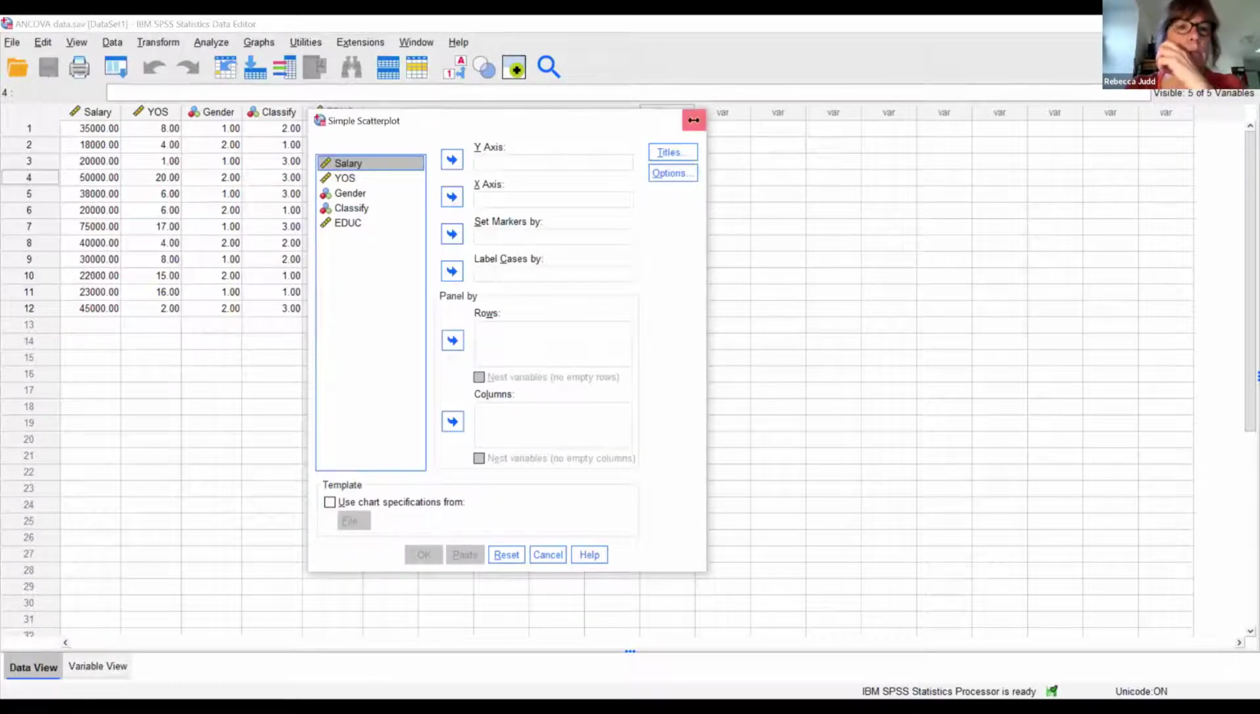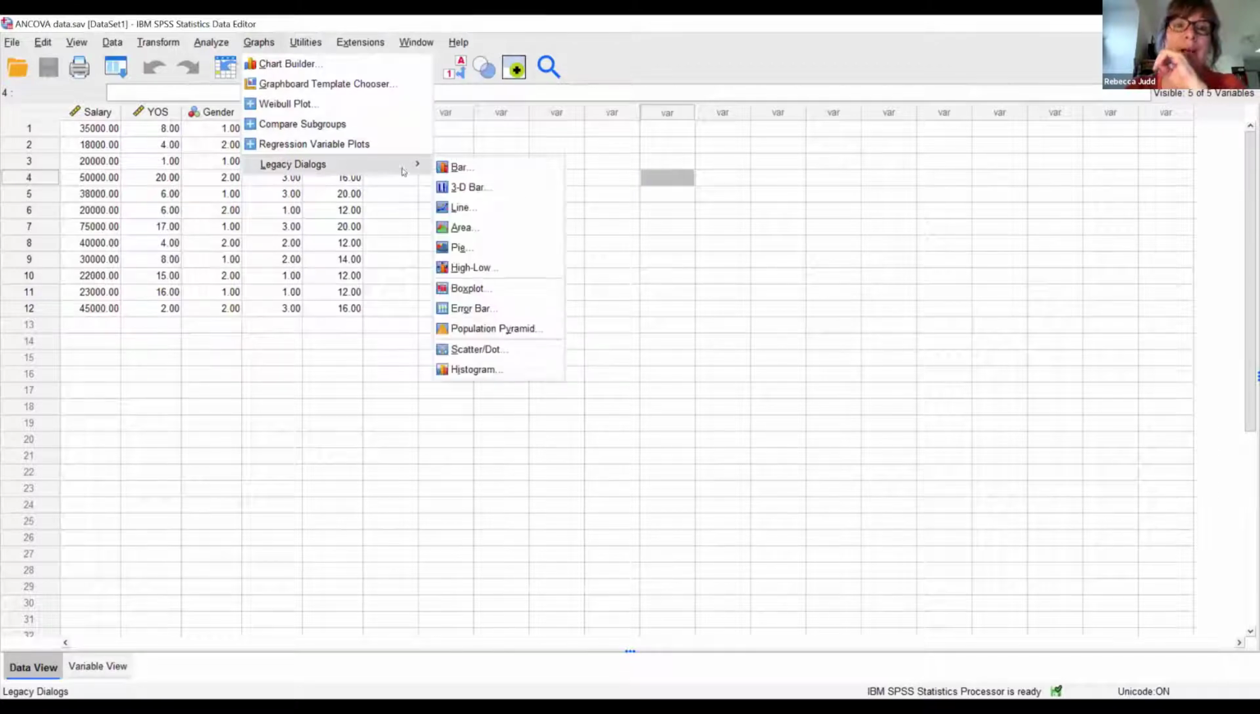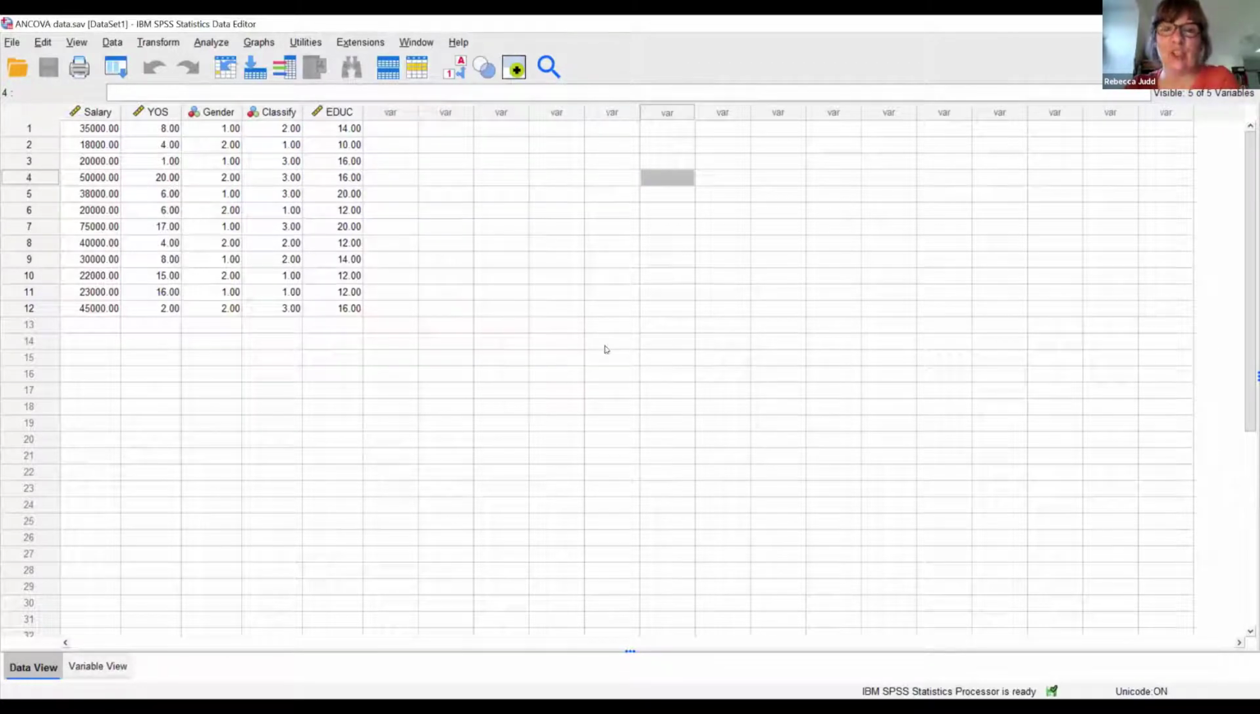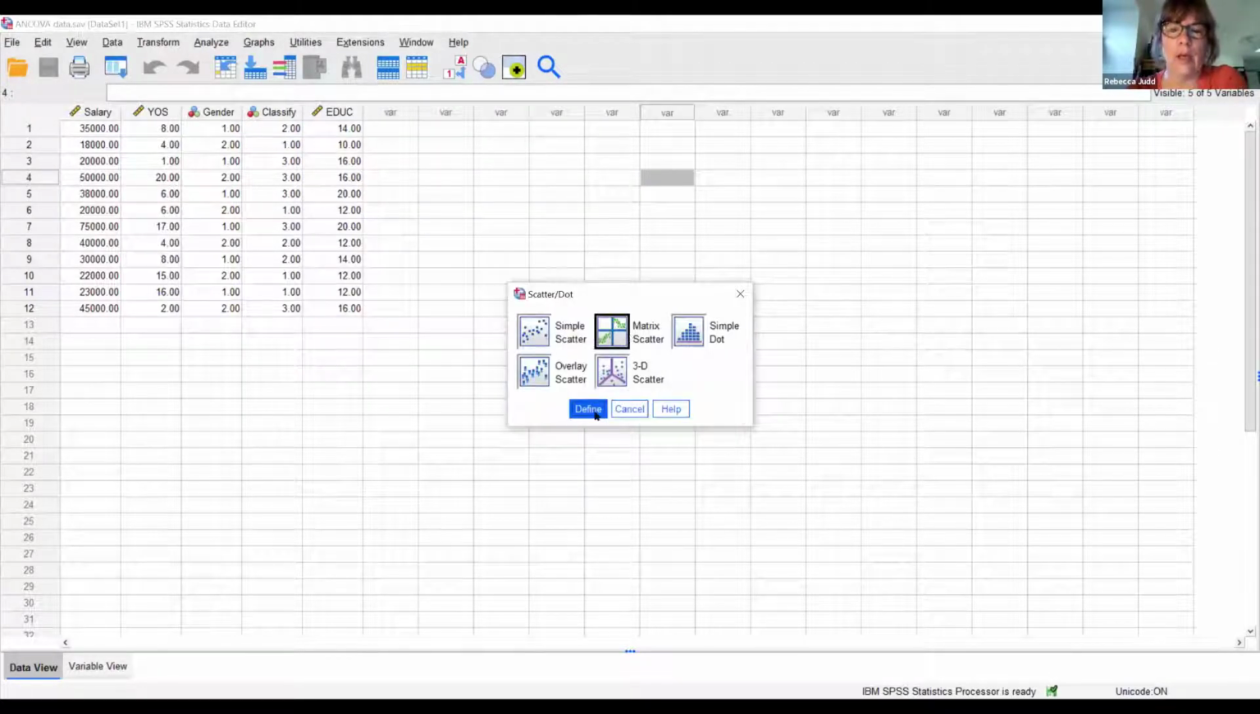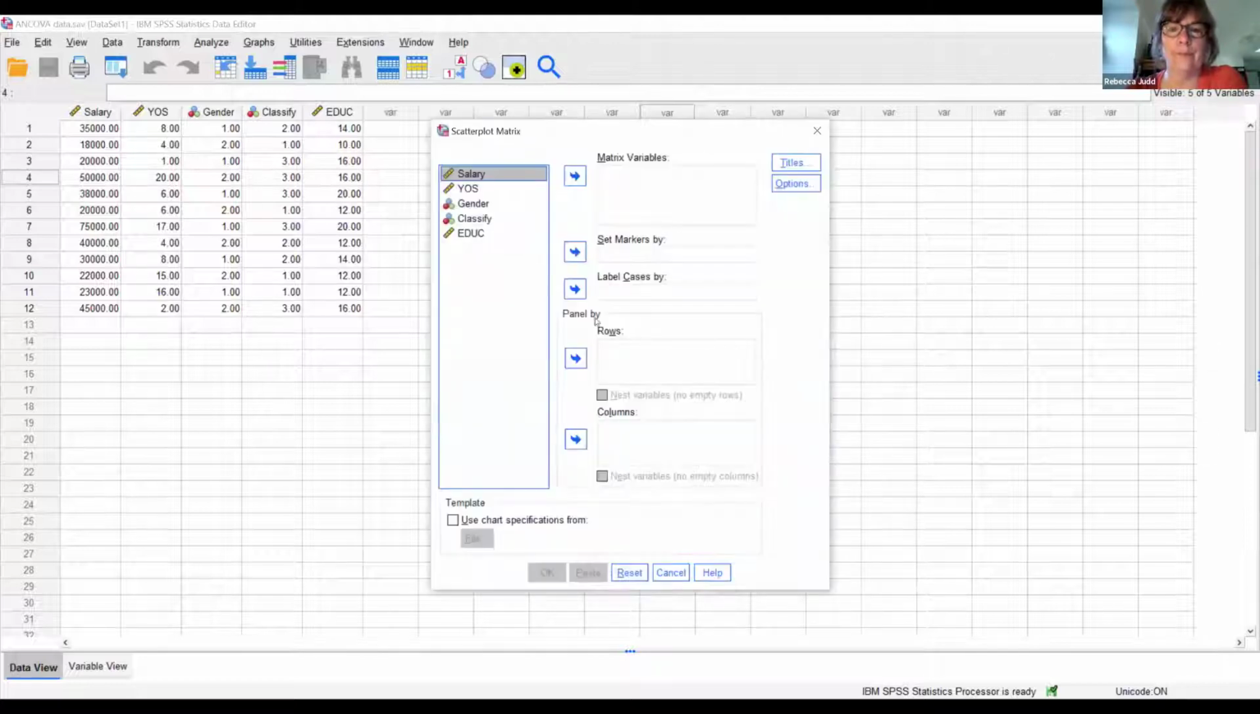No, it is the matrix one. Okay, I remember now. It's been a little while since I've done this one, and I didn't do it tonight, before, and I should have. Okay, the matrix one.